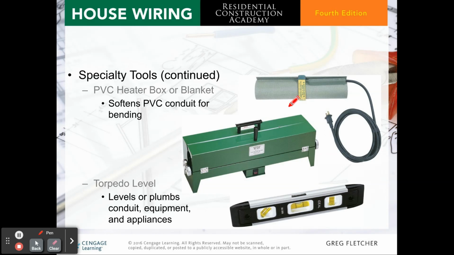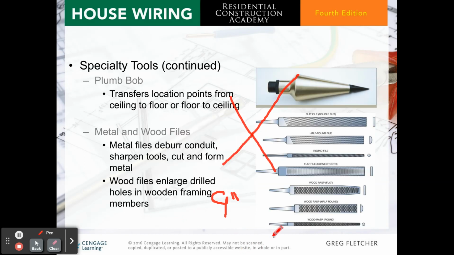Some other specialty tools, we won't be using these. For the PVC heater box or blanket. Torpedo level, which we've used before. These are around 9 inches long. Levels are used to plumb conduit, equipment, and appliances.